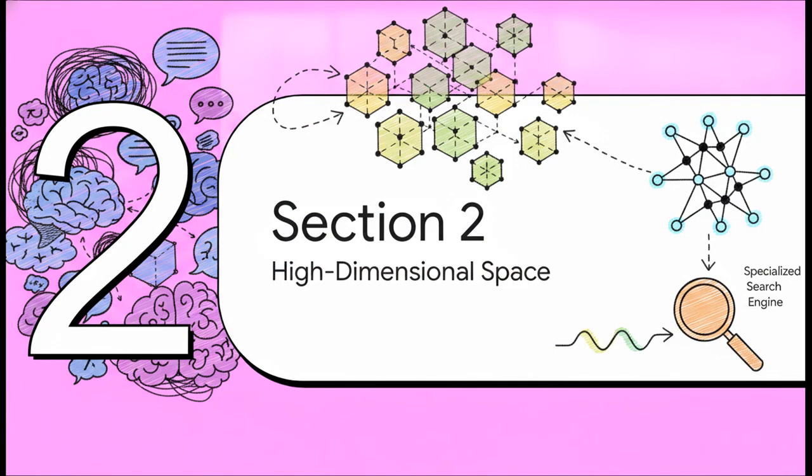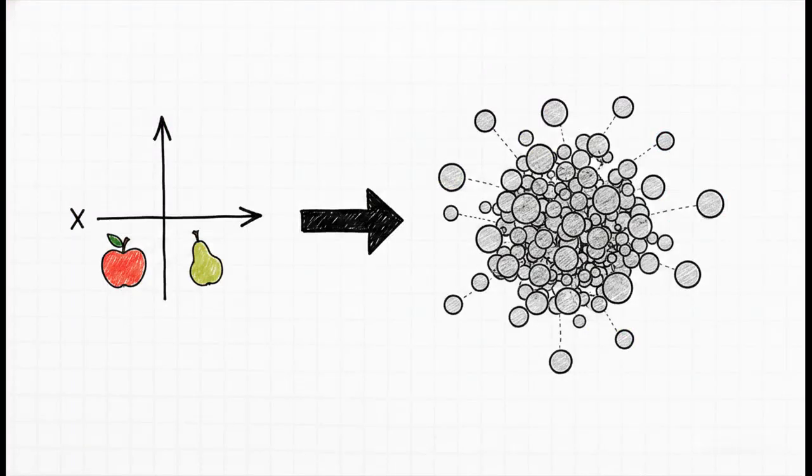Section 2. Mapping high-dimensional space. To understand how that specialized search engine actually finds the right data, we have to bridge the gap between human language and mathematical space. We do this by literally turning words into math through a process called embedding. Let's use a quick Python-friendly analogy. Think of it like mapping fruits on a coordinate system. You might have one axis for sweetness and another for color.